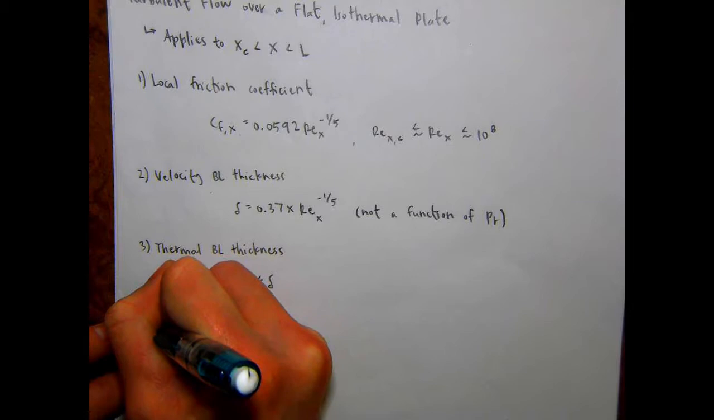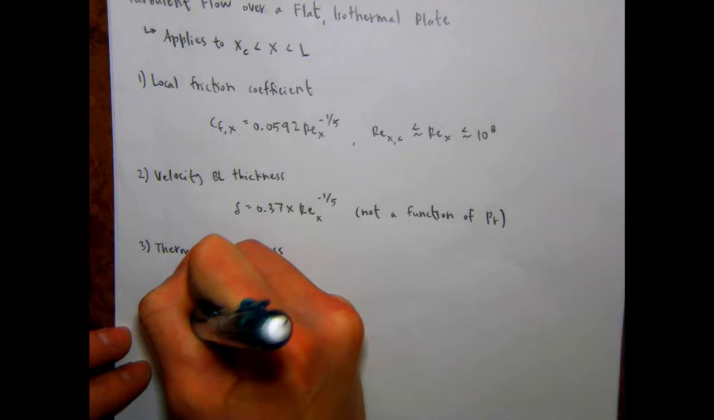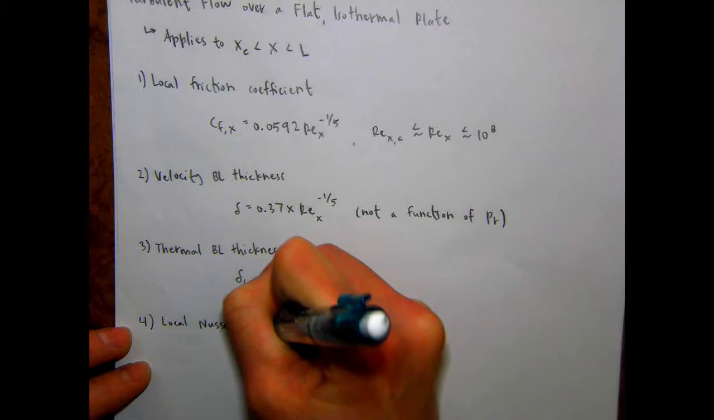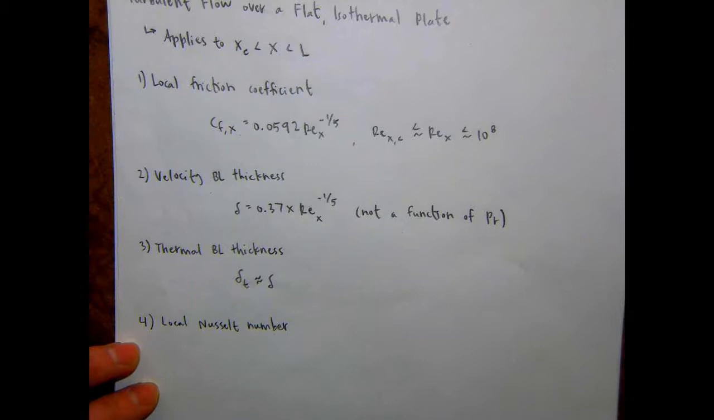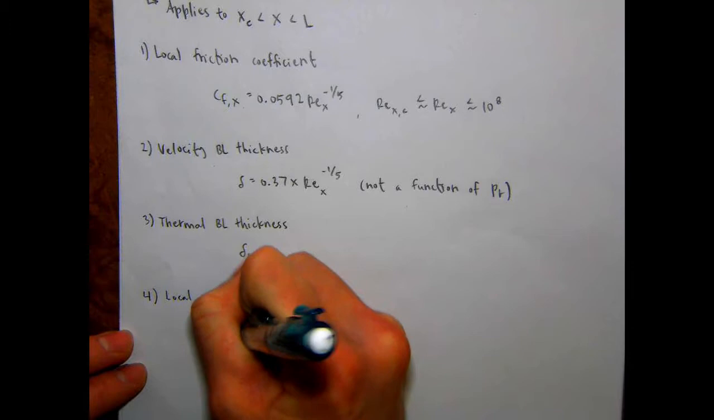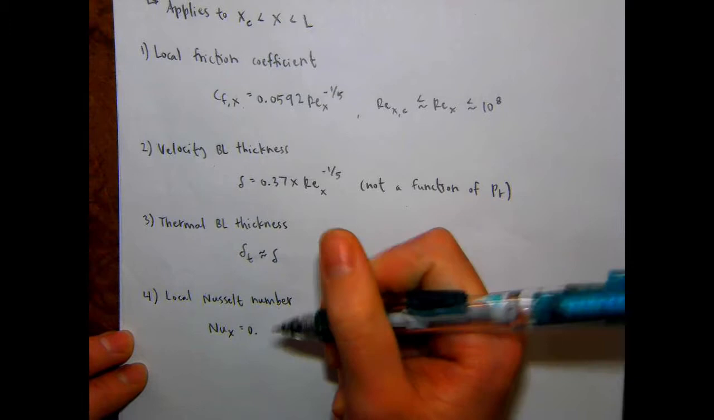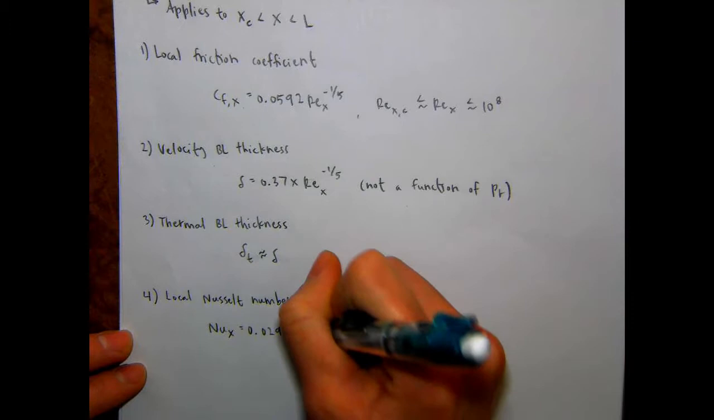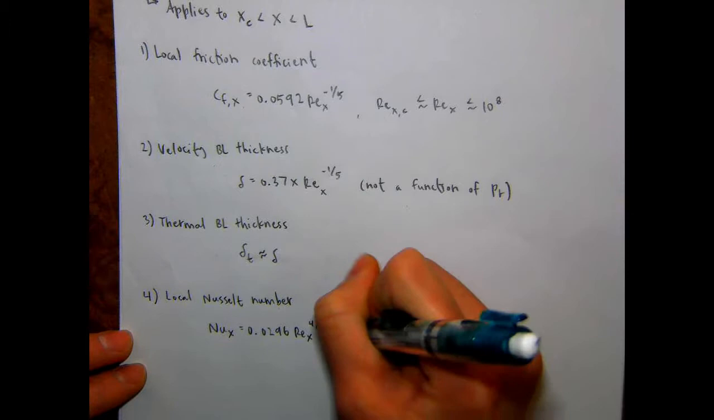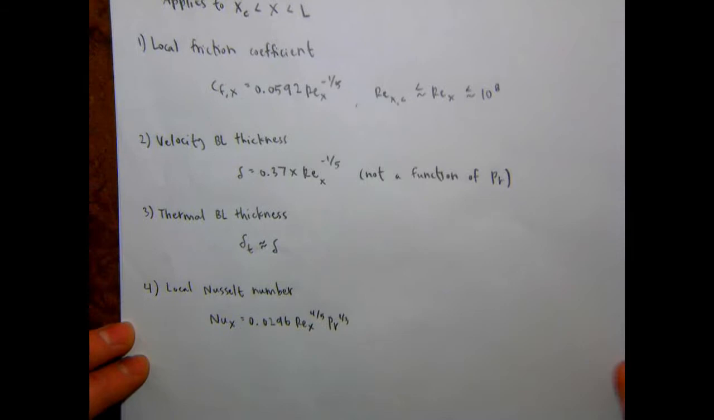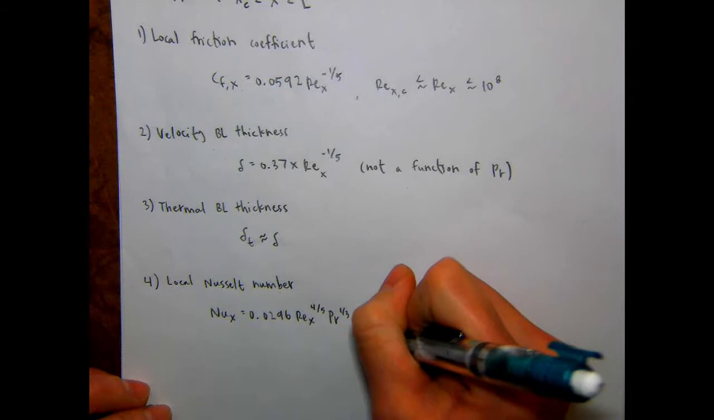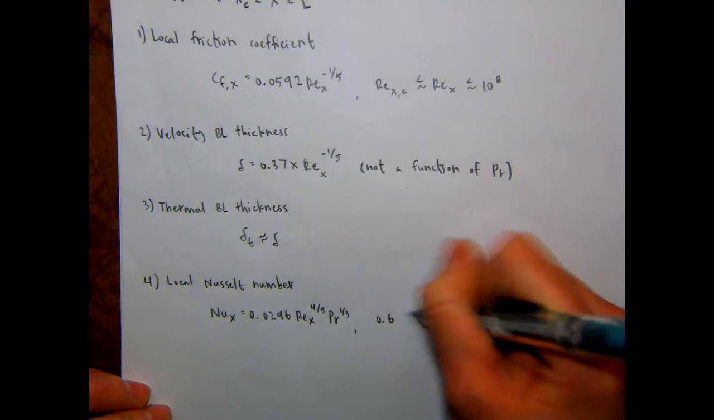And we are, of course, interested in the Nusselt number, so we'll write down the expression for the local Nusselt number in a turbulent boundary layer. And that is 0.0296 times the Reynolds number to the 4/5 times the Prandtl number to the 1/3. And this is applicable for Prandtl numbers between approximately 0.6 and 60.